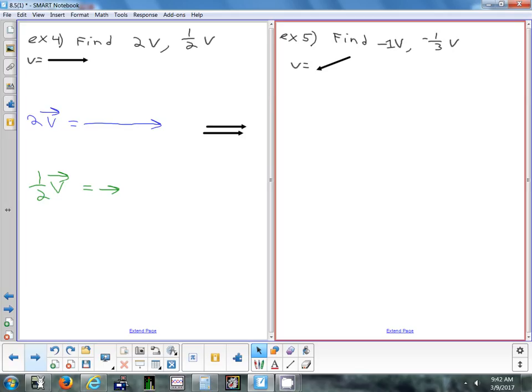And then what would -1/3 v do? Two things. It's going to turn it around. It's going to reverse the direction of it and make it 1/3 as long. 1/3 as long, 3 times shorter. So, any questions on doing example 5? Okay, I'm gonna hold off on that one.